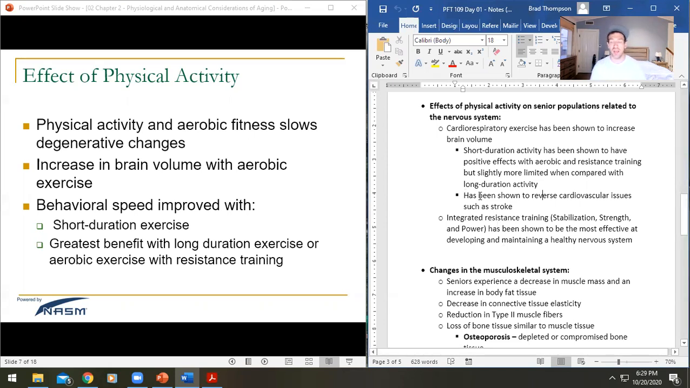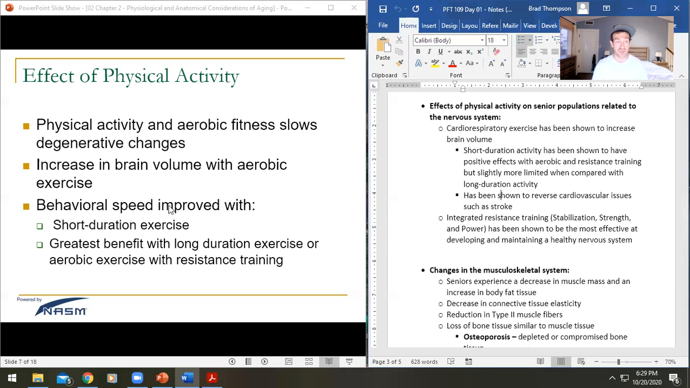It has been shown to have really positive effects there. Not to mention, it's also been shown to reverse cardiovascular issues, especially in the brain, such as stroke, right? It has really positive effects on your blood vessels, on your heart, everything. So we love, love cardio.